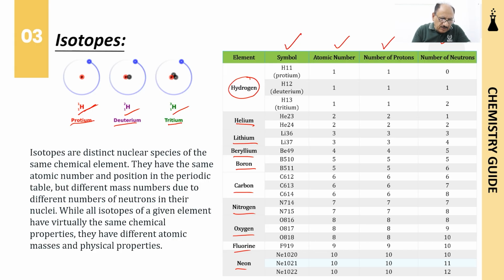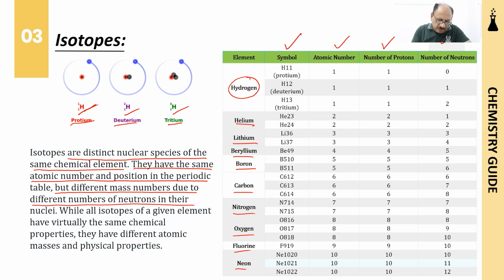Then isotopes are distinct nuclear species of the same chemical element. Keep in mind, isotopes are the same element, but with a difference, and the difference is what? The difference is of neutrons, the number of neutrons. They have the same atomic number and position in the periodic chart. So positioning in the periodic chart is because of the number of protons, which is the same in all the isotopes of an element. So we are positioning isotopes at the same place in the periodic chart, but different mass numbers due to different numbers of neutrons in their nucleus.